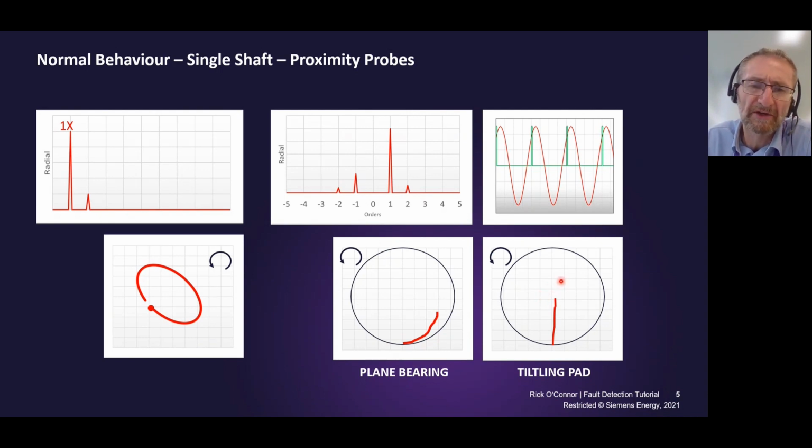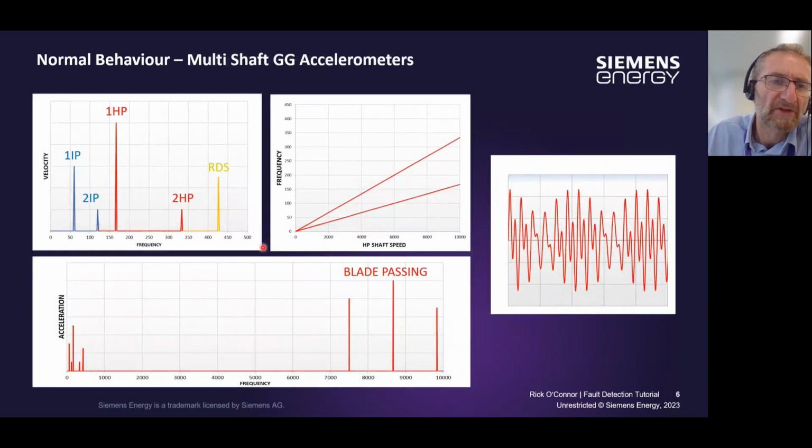Now let's take a look at a different type of machine. In this instance, we're going to talk about a multi-shaft machine, maybe a gas generator with accelerometers fitted to the casings. In this example, the machine has 2 shafts, a high pressure and a low intermediate pressure shaft. Because of that, there are effectively 2 1x signals and 2 2x signals.